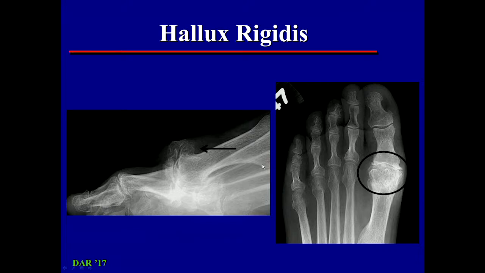Now, that does not fix the underlying disease. The underlying disease is cartilage loss and osteoarthritis. That may be painful. However, shaving off those osteophytes, an operation we call a cheilectomy, may give the patient improved motion.